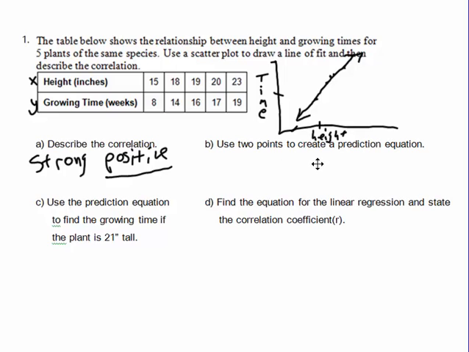Now, we're going to take 2 points and create a prediction equation. So I'm going to take the first one and the last one. So this is the point 15, 8 and 23, 19. So I need to find my slope first. So 19 minus 8 over 23 minus 15. Now again, it's the change in y over the change in x. So 19 minus 8, that's 11. 23 minus 15, that's 8. That's my slope.